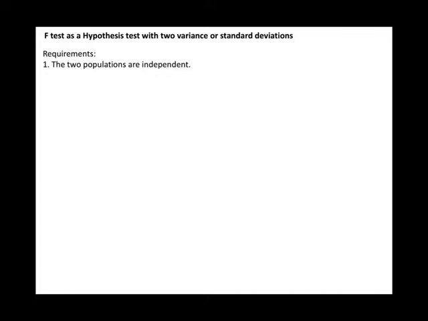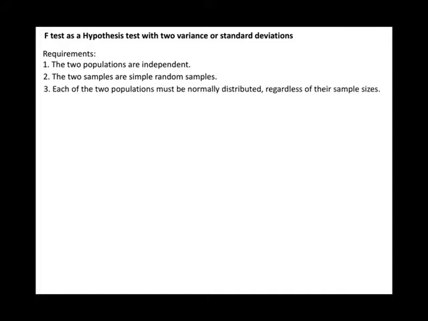Requirement: the two populations are independent and have to be simple random samples. And each of the populations must be normally distributed regardless of the sample size. So I don't care whether the sample size is greater than 30 or less than 30, but the original population must be normally distributed.